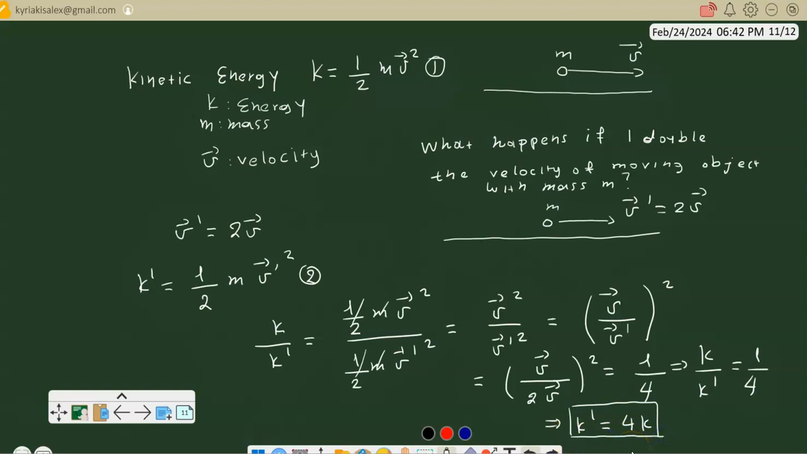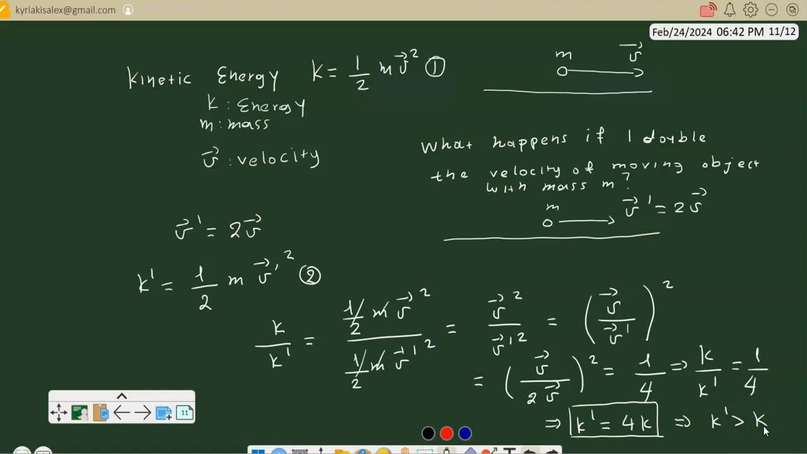Which means that when I double the velocity, the new kinetic energy is 4 times the previous one, so it's quadrupled. I double the velocity, and my kinetic energy increases 4 times. And this can be written also as k prime greater than k. So I have an increase of the kinetic energy.